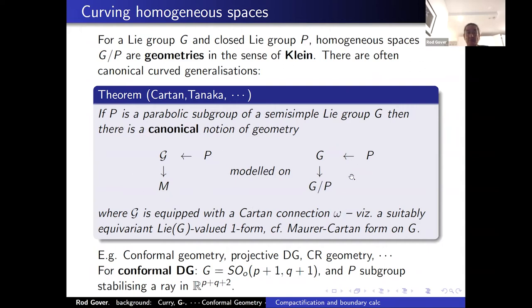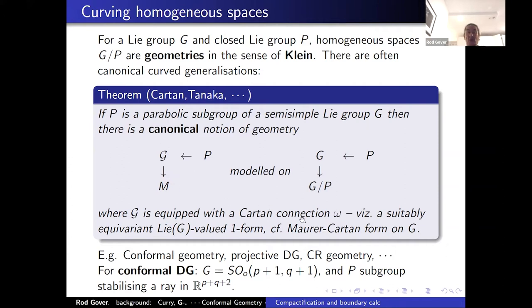So think of your model, so you have G mod P, your homogeneous model. G gives you a principal bundle over G mod P with fiber P, obviously. So the idea of the Cartan geometry is you start off with your manifold, which think of it as being the same dimension as G mod P. Then if over that you have a principal bundle with the same fiber P, then you're in the starting setup, in a sense, for a Cartan bundle.